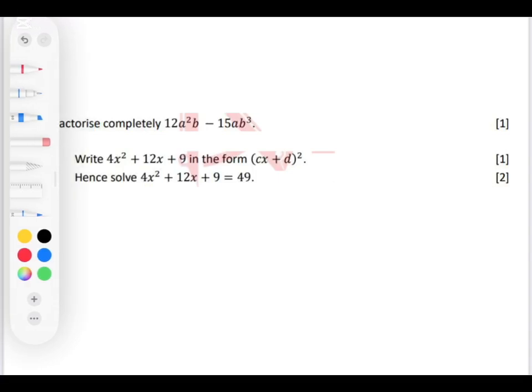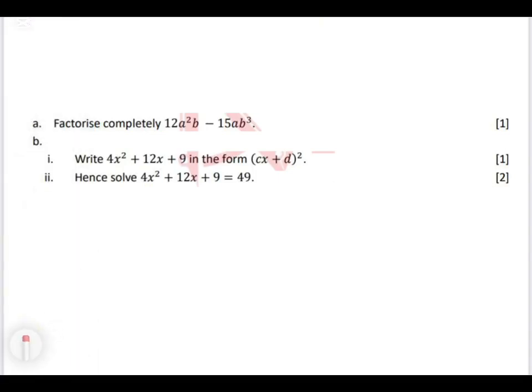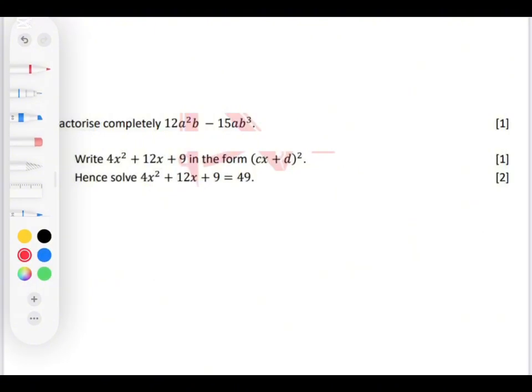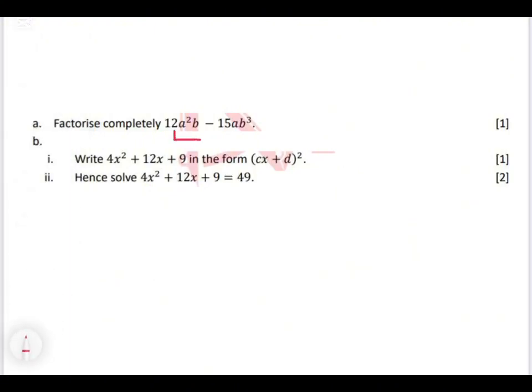Now we have the last slide: factorize. We have to check if there is any possibility of taking a common factor or using any formula. We can take a common factor, because 12 and 15 both come in the 3 times table, so I take 3 as a common factor. We have a squared and b cubed, so we can take ab as a common factor. So we have 4 remaining, because 3 fours are 12.